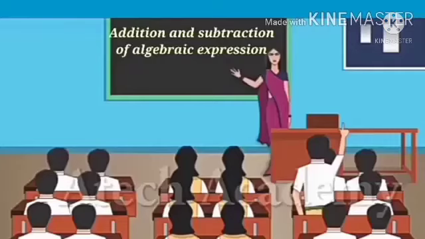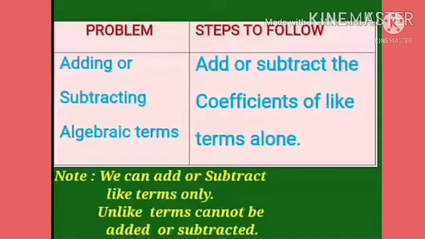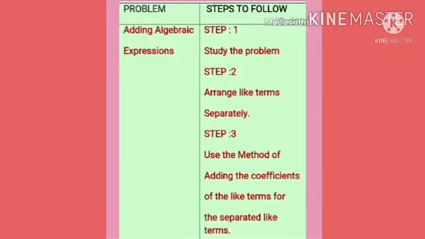Addition and subtraction of algebraic expressions. Adding or subtracting algebraic terms. Steps to follow. Add or subtract the coefficients of like terms alone. Note, we can add or subtract only the like terms. Adding algebraic expressions. Step 1. Study the problem. Step 2. Arrange like terms separately. Step 3. Use the method of adding the coefficients of the like terms for the separated like terms.